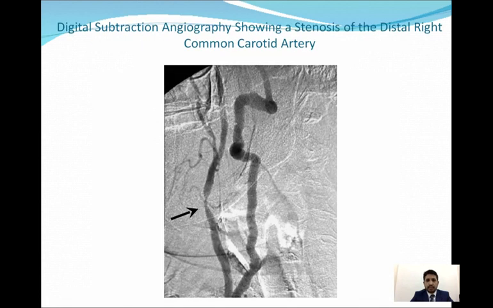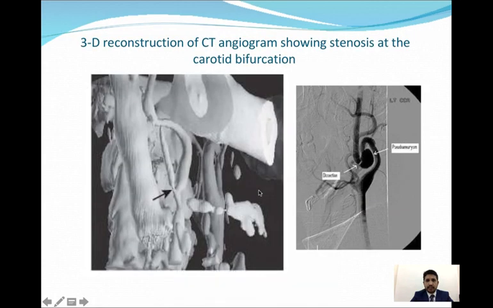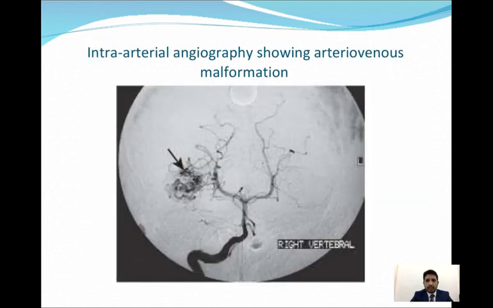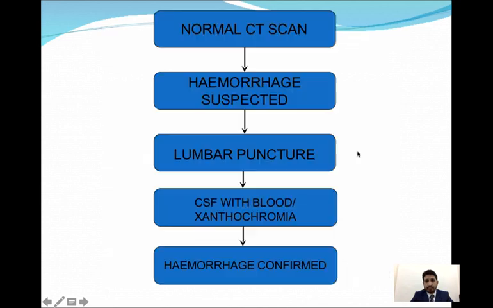An example of digital subtraction angiography. Here we can see the right common carotid artery is stenosed. This is a 3D angiography where we can see stenosis at the carotid bifurcation. An example of AV malformation and a large aneurysm.